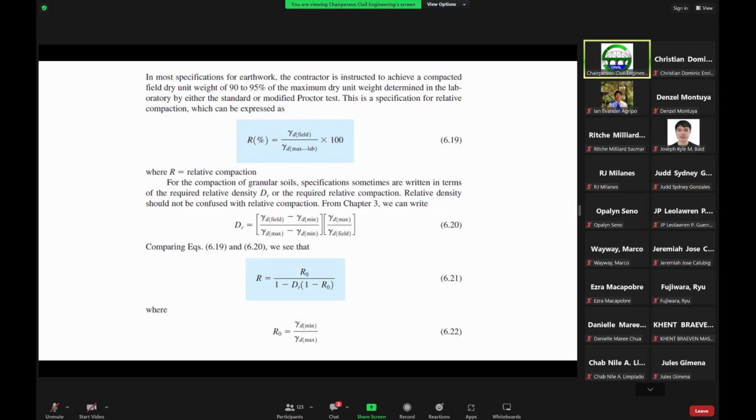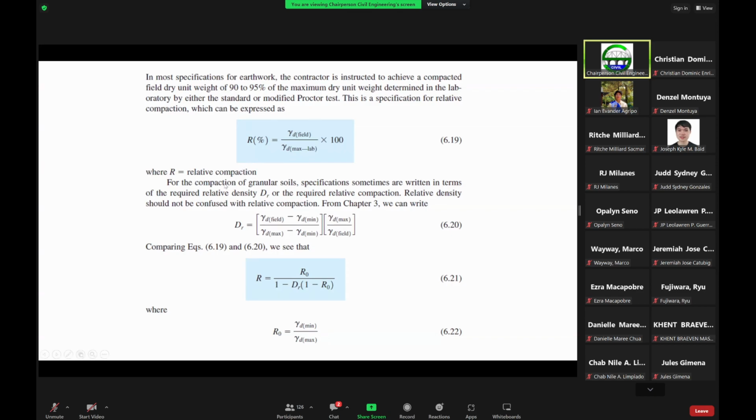Now this specification is what we call the relative compaction, which can be expressed by this formula here in percent, wherein the relative compaction is equal to the dry unit weight derived in the field over the maximum dry unit weight derived in the laboratory, same as what we have discussed earlier, multiplied by 100.